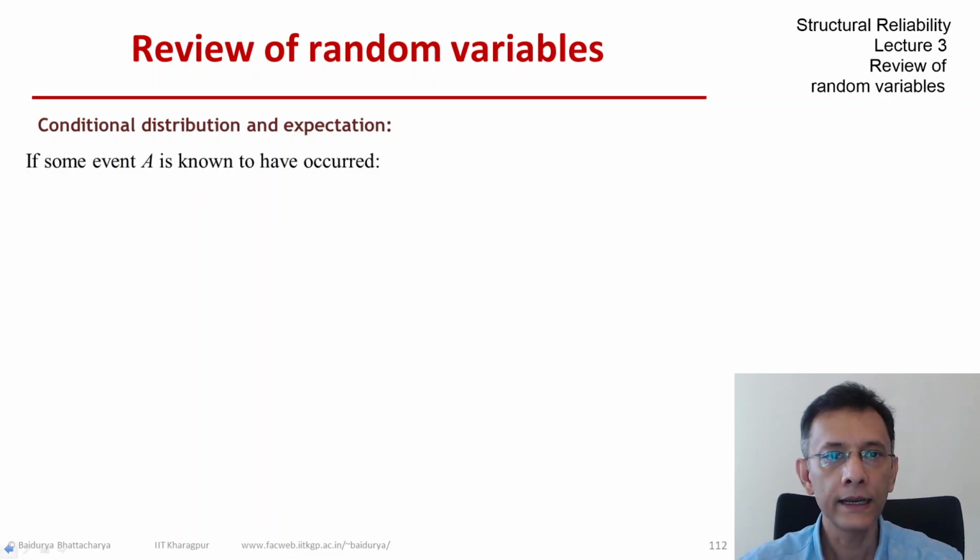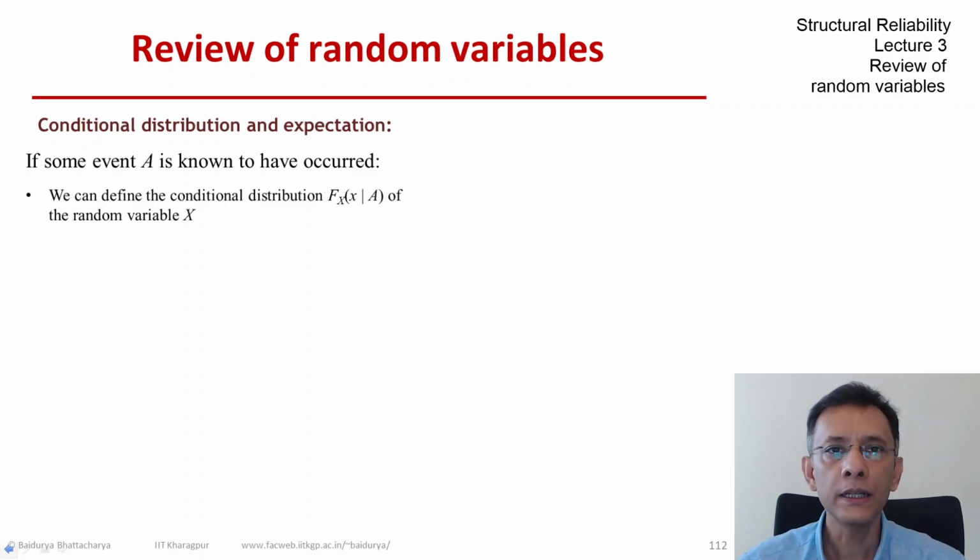So let's say that some event A is known to have occurred, that is, some information becomes available, and we may be interested to know how it affects a random variable X. When we do such conditioning, some outcomes of the random variable become more likely and others less so, unless of course the random variable is independent of the given event.